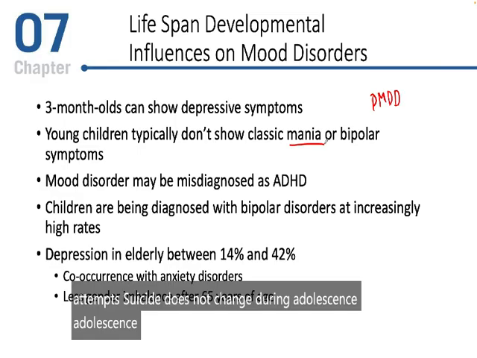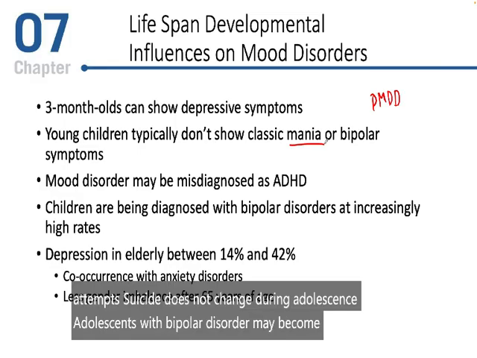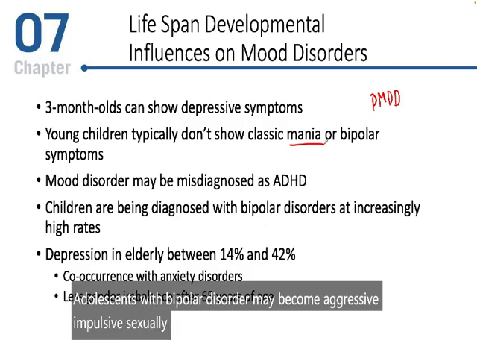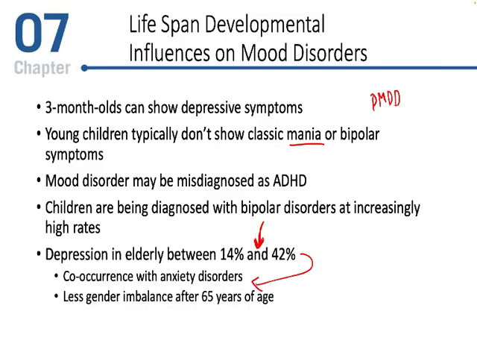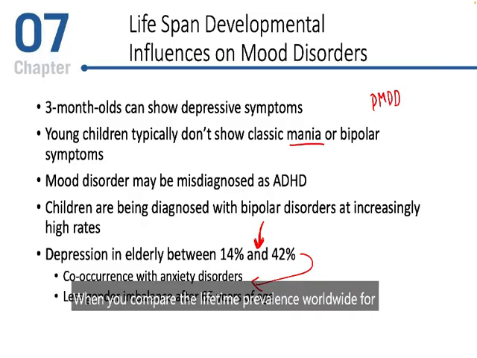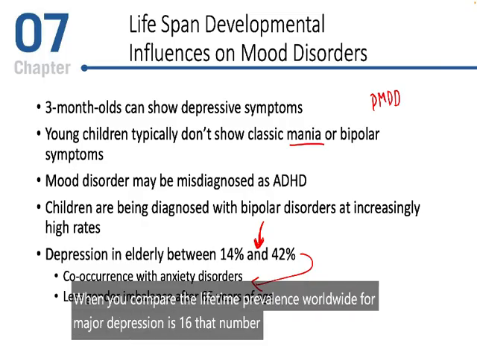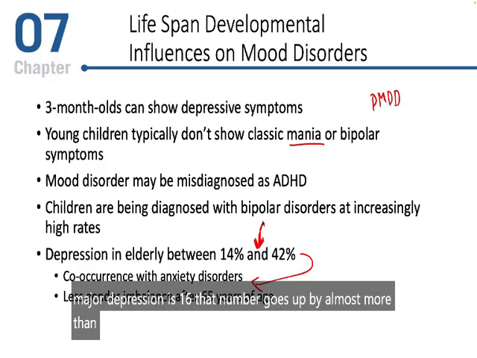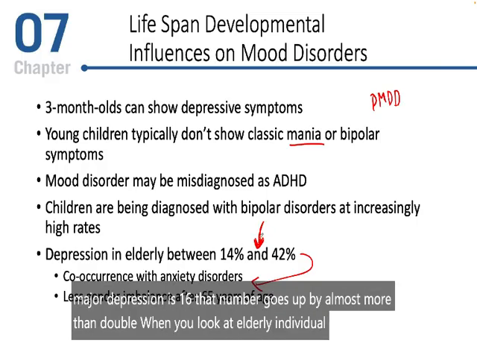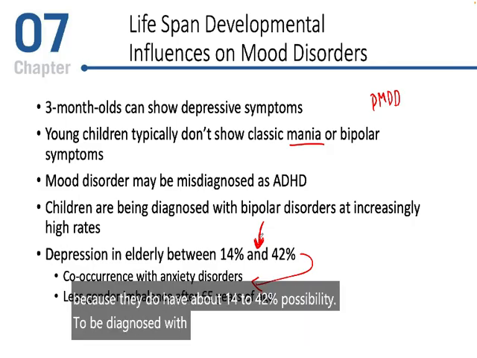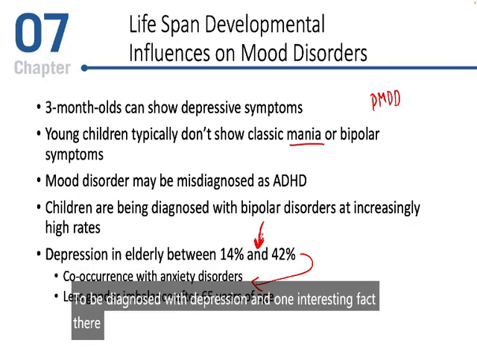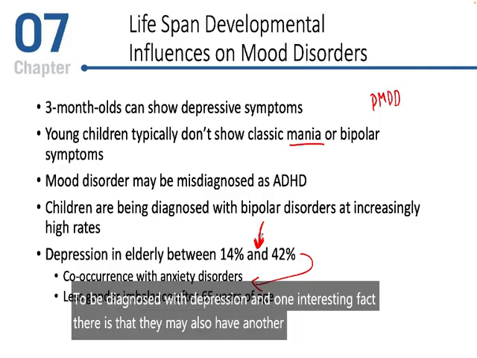Adolescents with bipolar disorder may become aggressive, impulsive, sexually provocative, and accident prone. Behaviors you see more frequently in their behavior. Now, when you compare, the lifetime prevalence worldwide for major depression is 16%. That number goes up by more than double when you look at elderly individuals, because they have about a 14 to 42% possibility of being diagnosed with depression. And one interesting fact there is that they may also have another disorder from the anxiety related disorders.